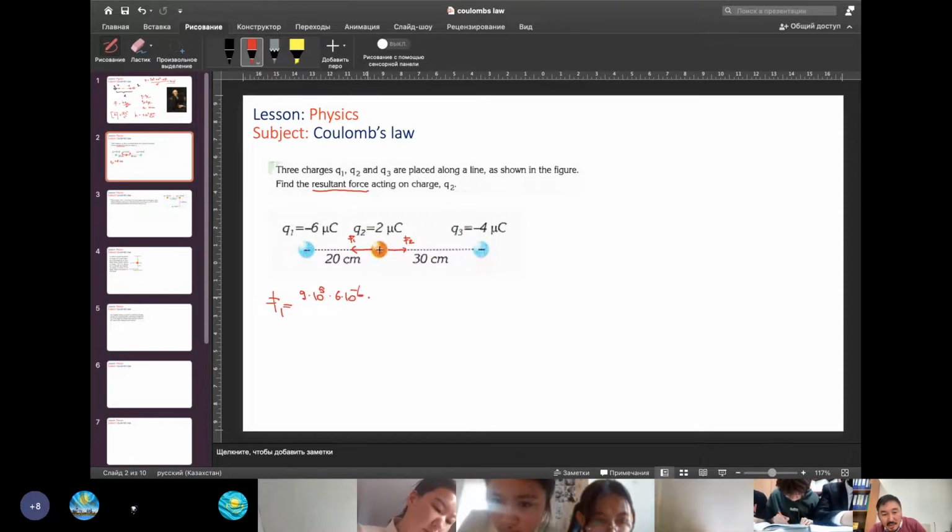6 times 10 to the power of minus 6 times 2 times 10 to the power of minus 6 over 20 centimeters. This is 0.04.